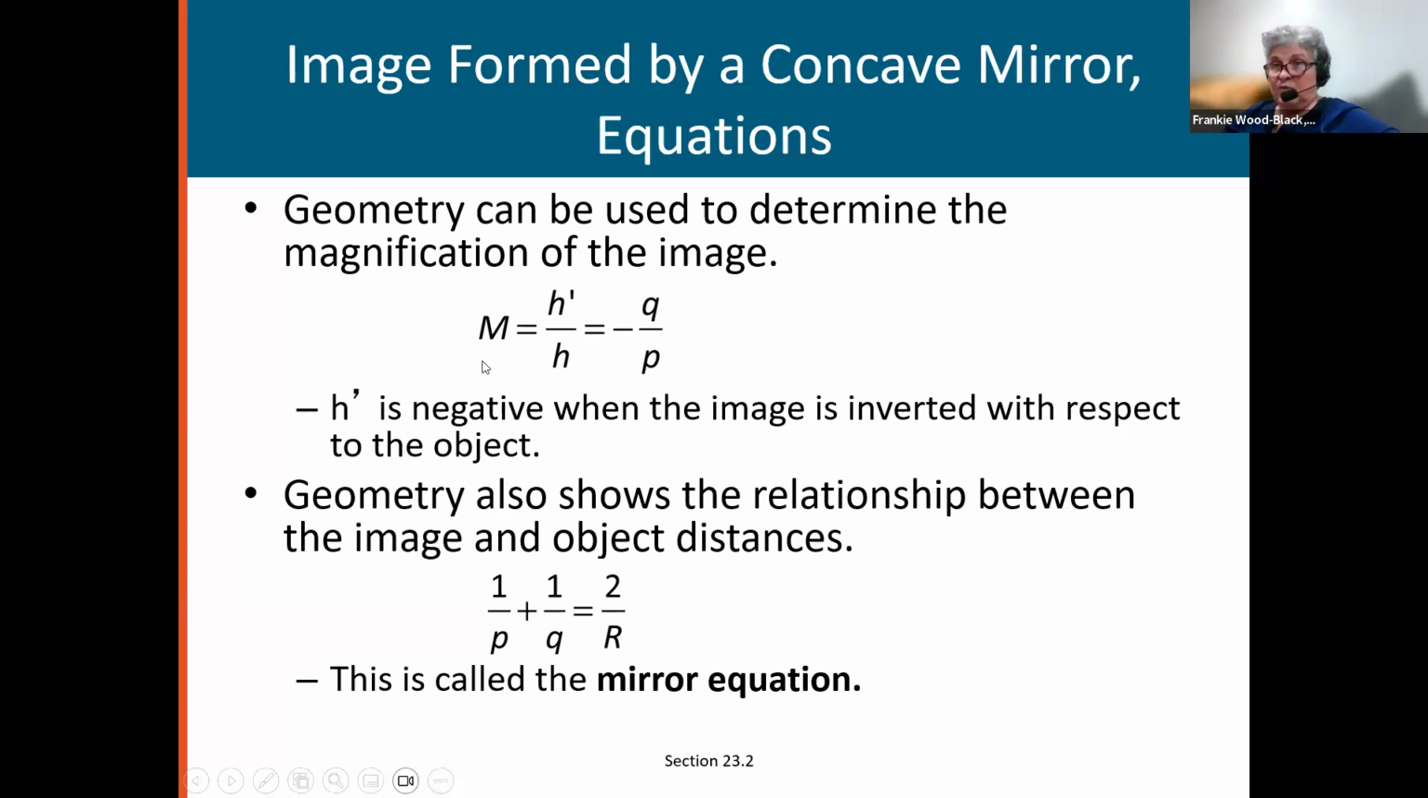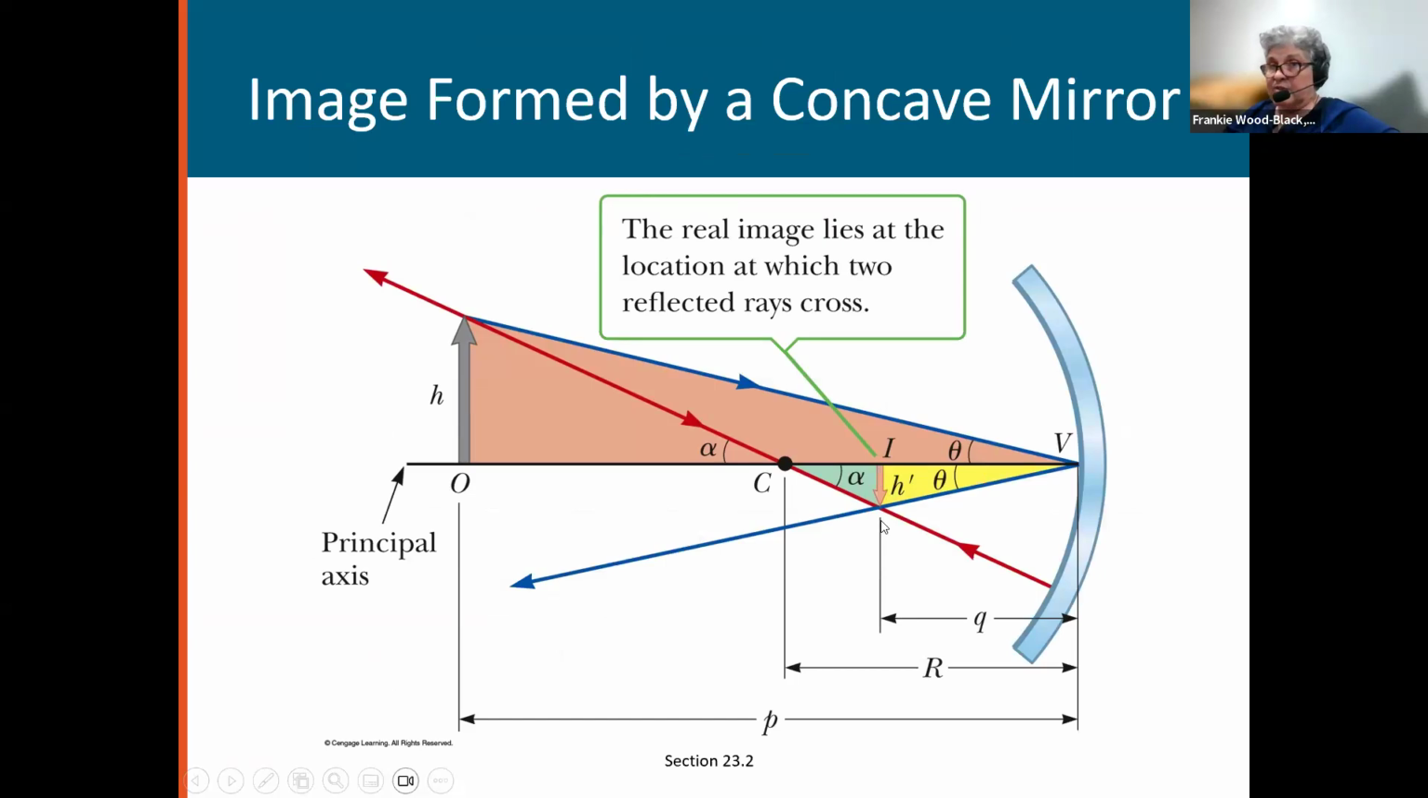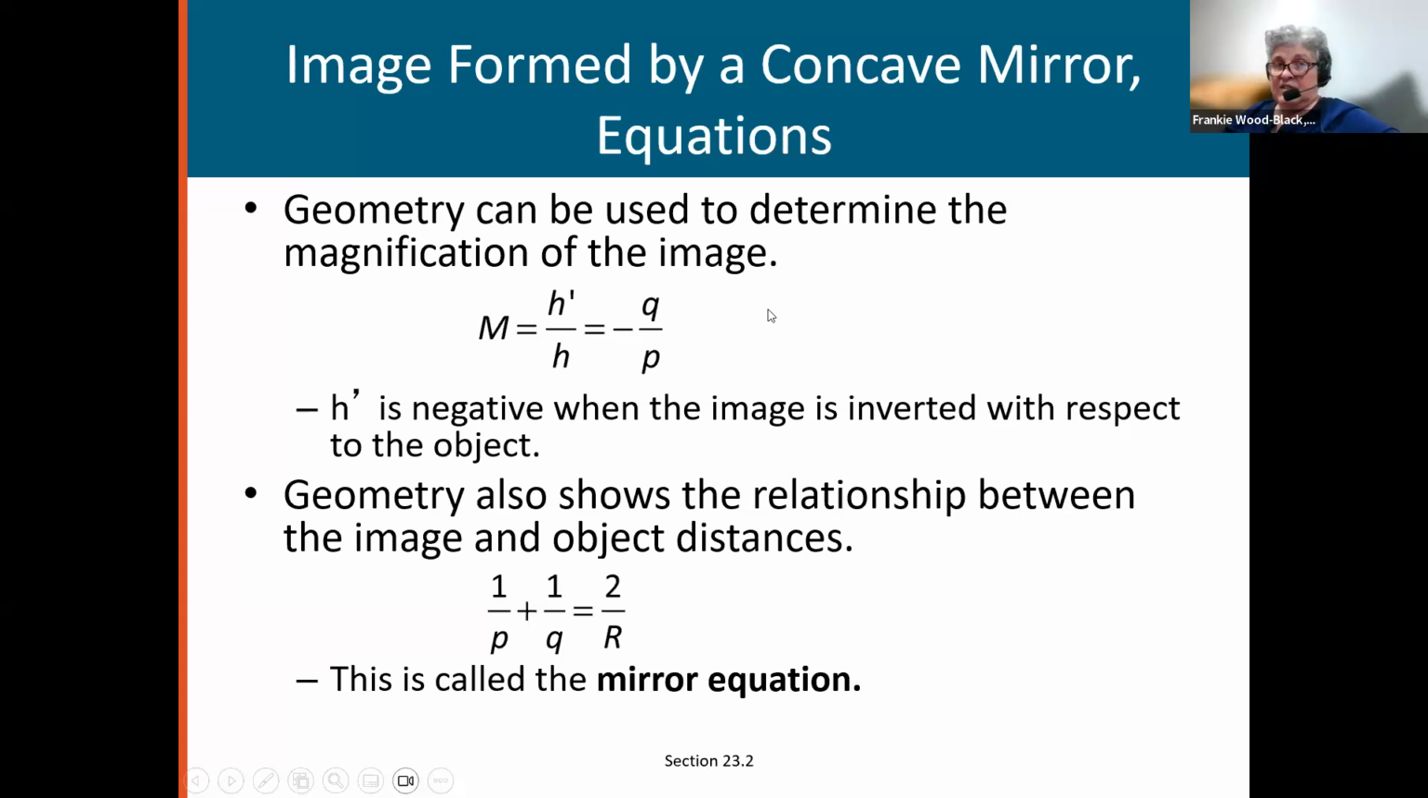You can derive this formula by looking at the geometry of the previous slide. So if I come over here and play with the geometry, you can figure out where this magnification comes from, and this actually comes from that geometry. So if we play with it for a while, we actually get something that we call the mirror equation. So 1 over my object distance plus 1 over my image distance is going to equal 2 divided by the radius of curvature for my mirror. And this is our mirror equation.